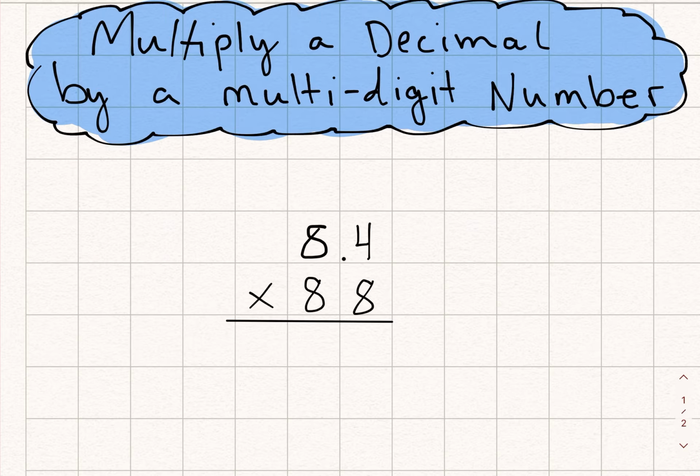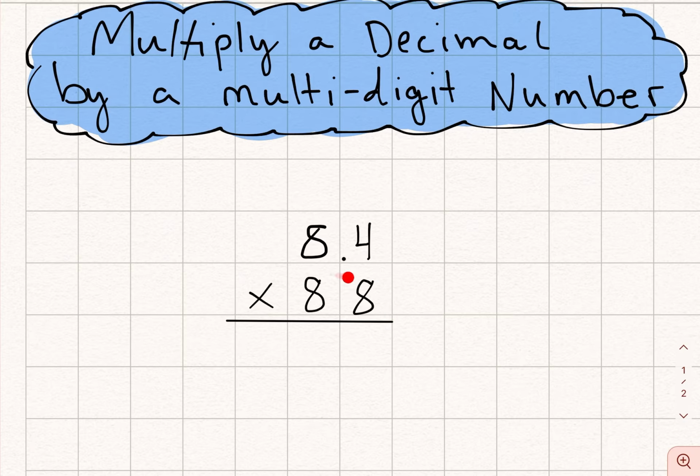Hi there, students. Today we'll continue our study of multiplying decimal numbers. Today we're going to multiply a decimal by a multi-digit number. So we've got a decimal number here, and then we have a multi-digit number here. That's a number with more than one digit. So let's go ahead and practice this.